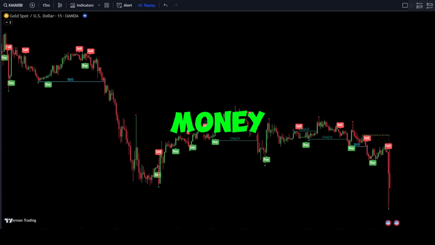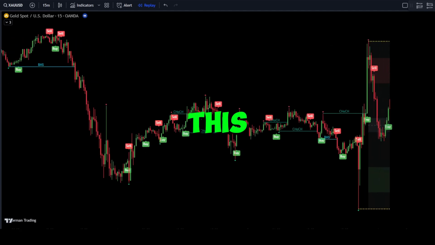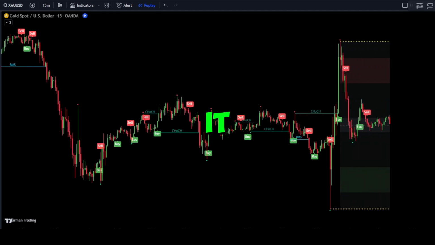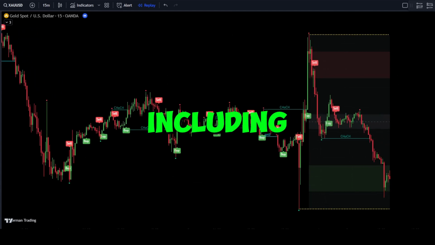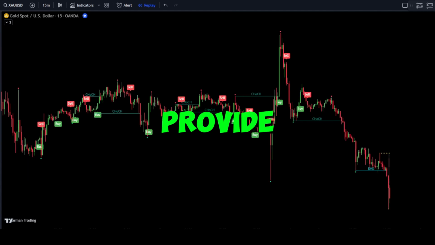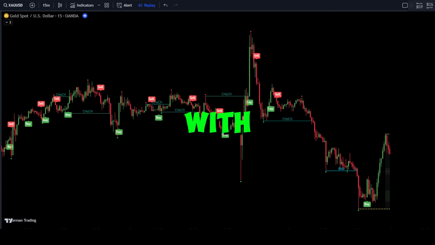The smart money concept strategy that we will discuss this time is very easy to use. It is suitable for all traders, including beginners. We will provide 2 trading methods that you can use with this strategy.